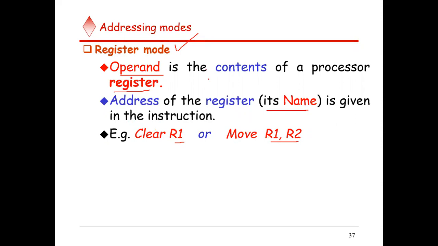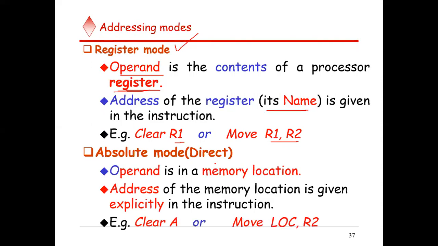The second one is absolute or direct addressing mode. What do you mean by absolute or direct addressing mode? In this mode, where will your operand be? The operand will be at an address, and that address is specified in the instruction. That is called absolute or direct addressing mode. In the first case, your operand was present inside the register. In the second case, absolute or direct addressing mode, your operand is present at an address, and that address is kept inside the instruction.